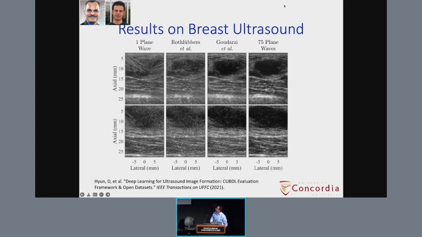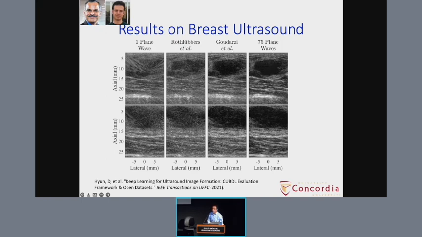So again, if I can find my cursor. This is an in vivo image. This is from one plane wave, and we see that the quality of the image is quite poor. This is the image that ranked first with us, so it tied with us in rank 1. And we see that its quality is not as good as the method that my student developed. But the reason that we were tied was that his network was much, much faster than our network.